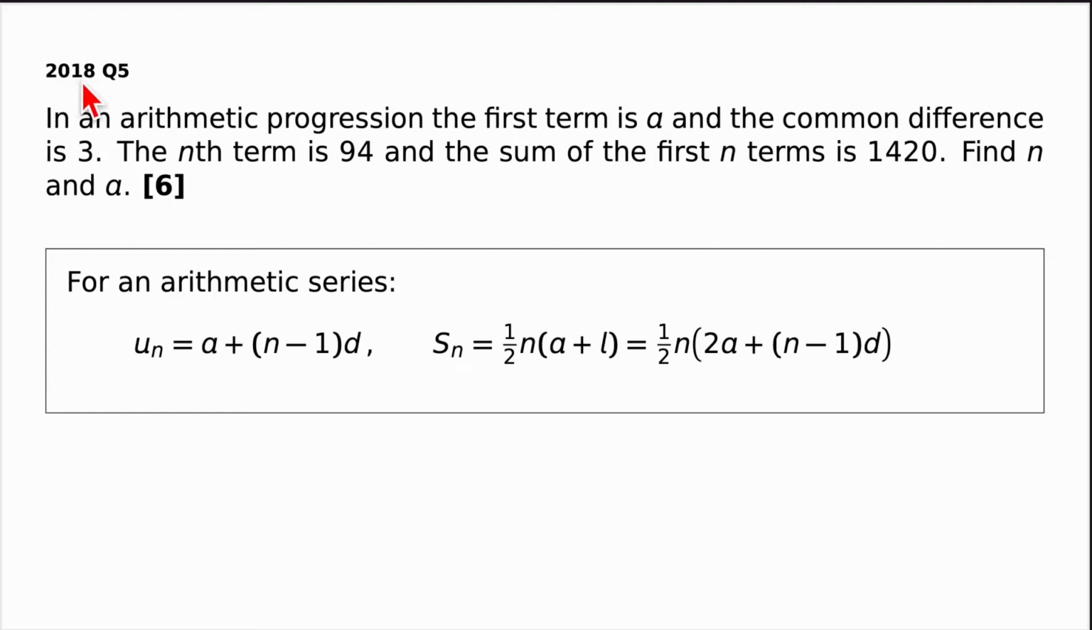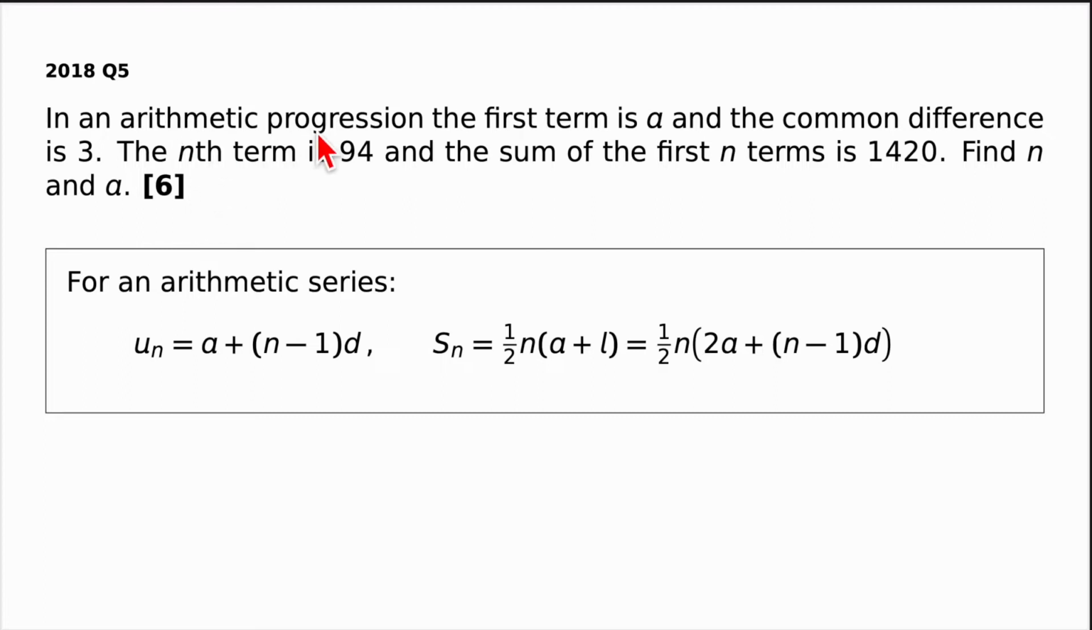Here's a question from 2018. It says, in an arithmetic progression, the first term is a, and the common difference is 3. The nth term is 94, and the sum of the first n terms is 1420. Find n and a, and it's worth 6 marks.